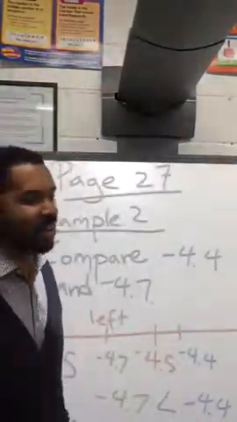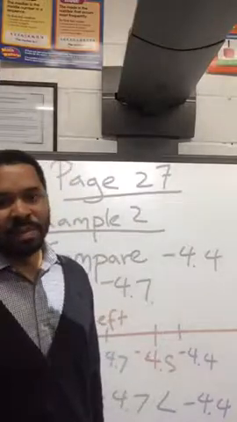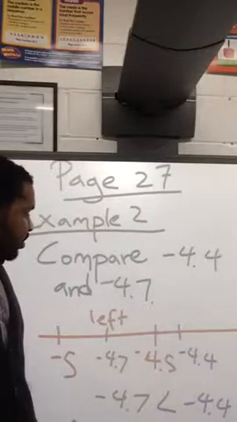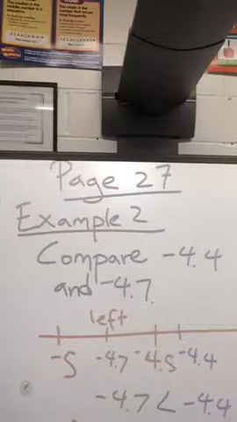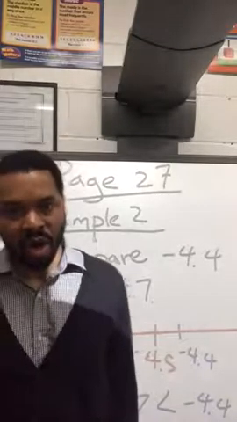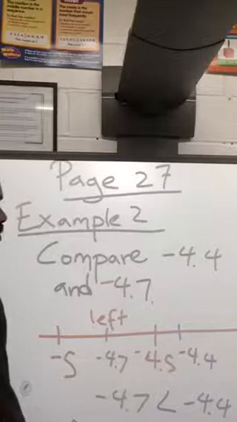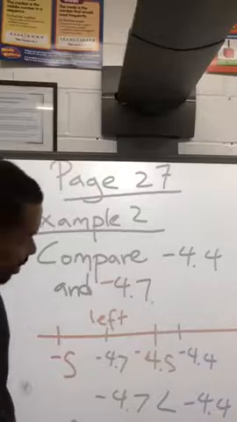All right, so sorry for the break in the videos, but now we're doing example 2 on page 27, and the book asks us to compare negative 4.4 and 4.7, but that is actually wrong. The author meant that we should compare negative 4.4 and negative 4.7, so make the correction.